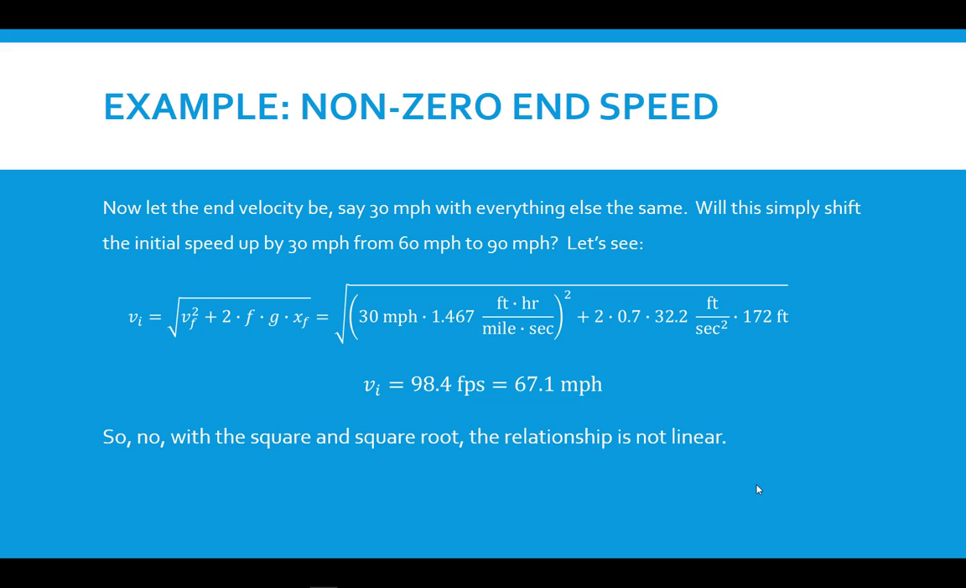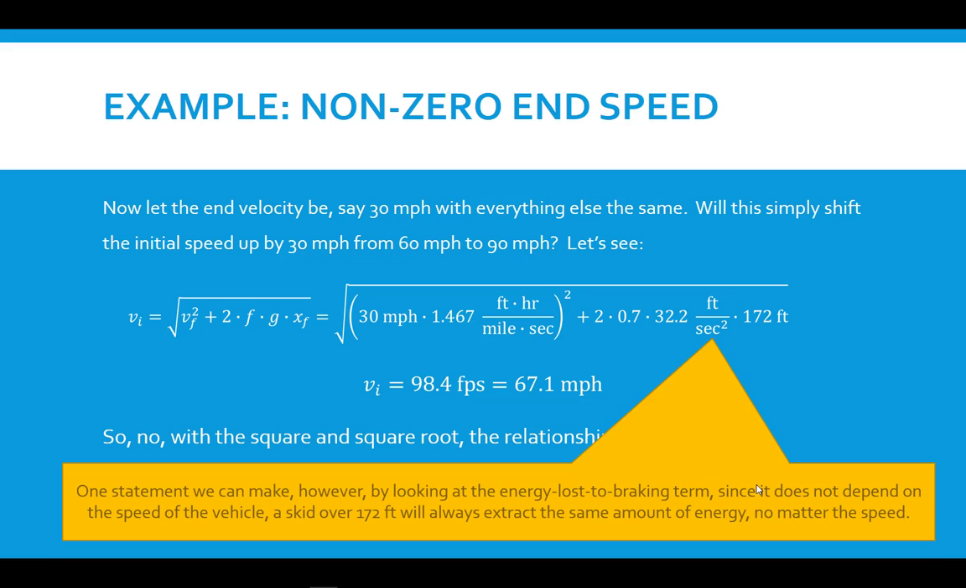Because of the square root relationship, and the square relationship under the square root, this relationship is not linear. One thing we can say, though, is that if you look at the term that encompasses the energy removed from the system, it's exactly the same term in this case as it was in the previous case. So the amount of energy extracted from the system in a 172-foot skid with a drag factor of 0.7 is the same regardless of what end speed you start with.